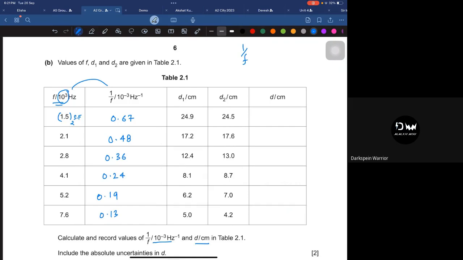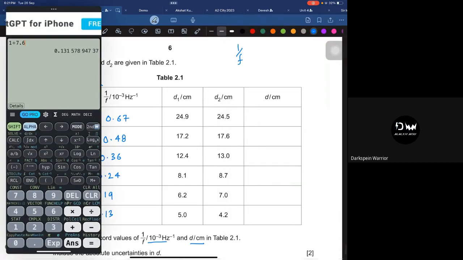Now what you're going to do is you got to basically find the average of D values. So we'll do that now. 24.9 plus 24.5 divided by 2. This is going to be 24.7. So just write it here.